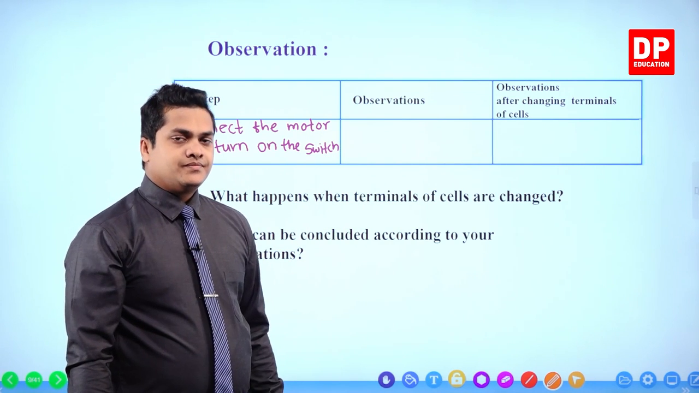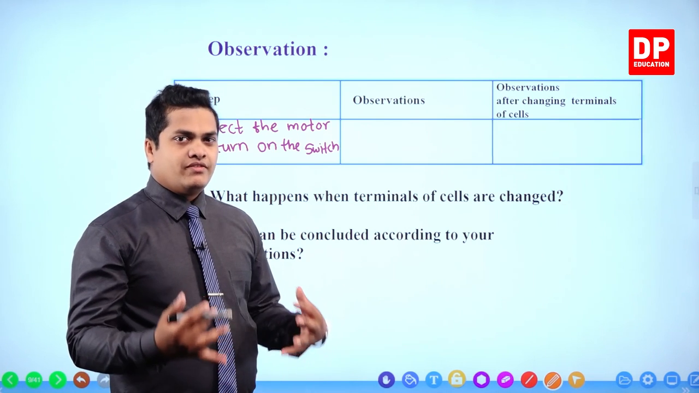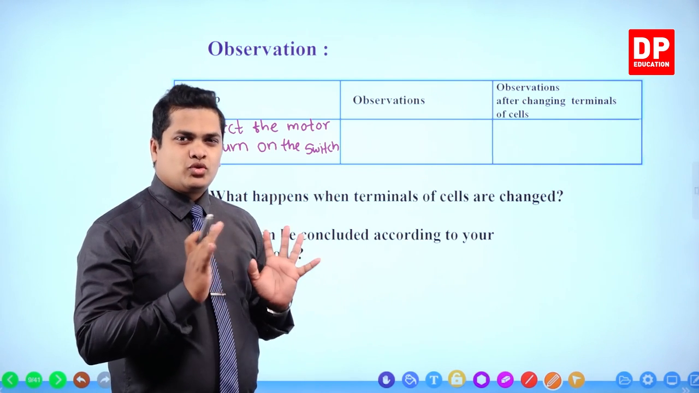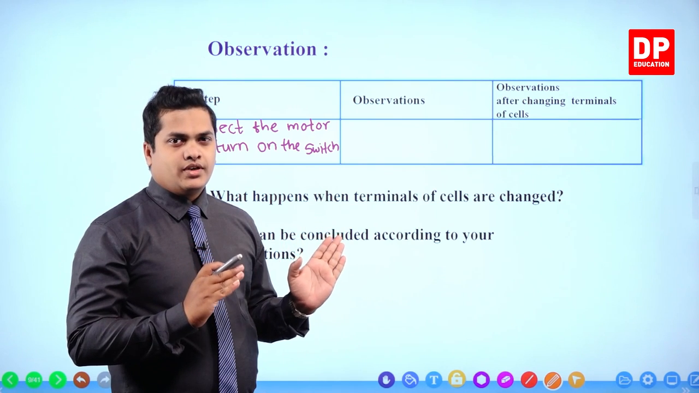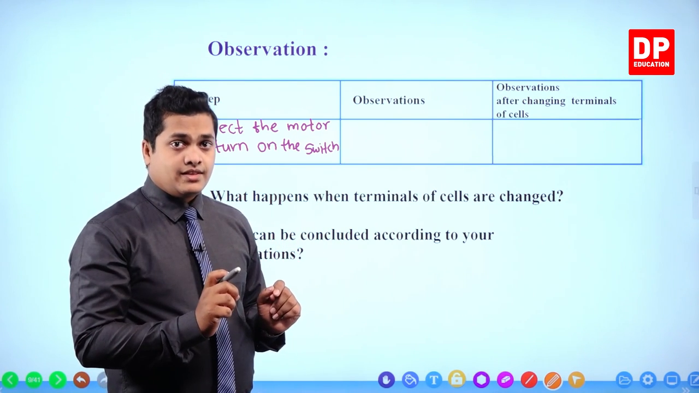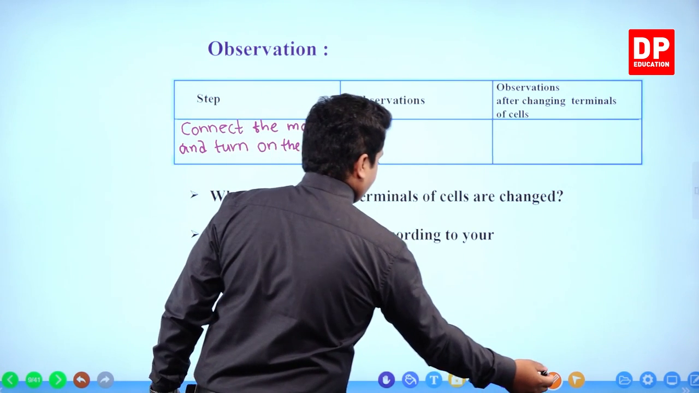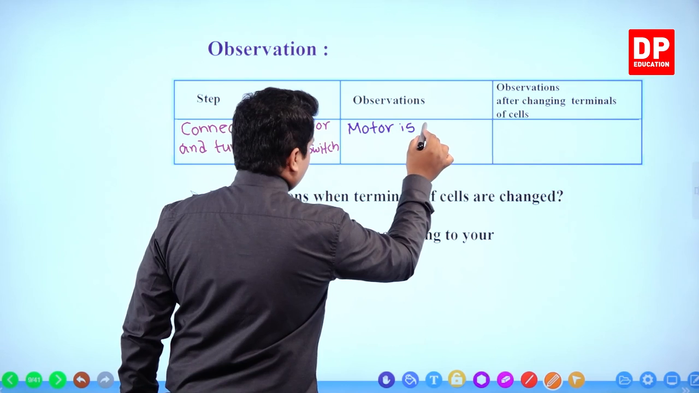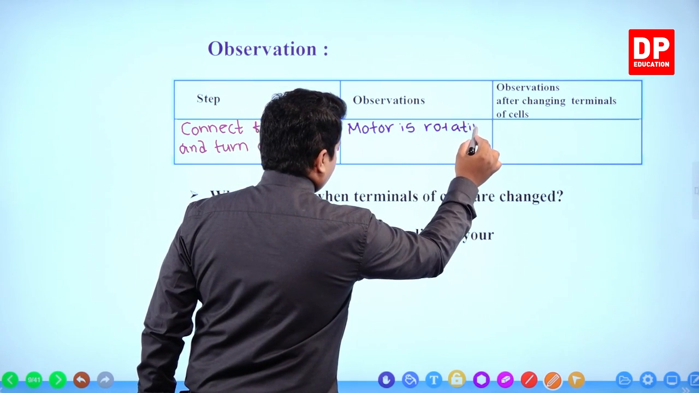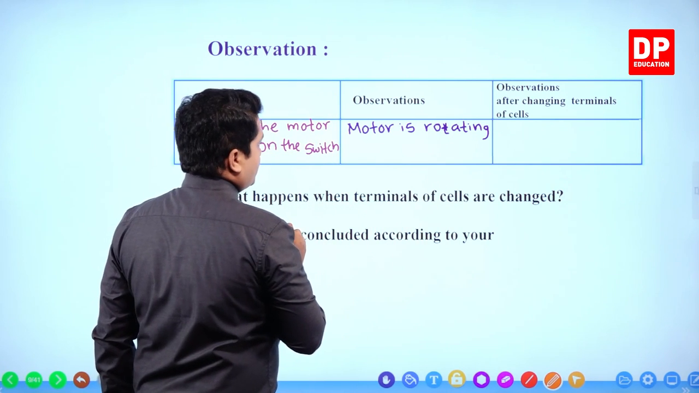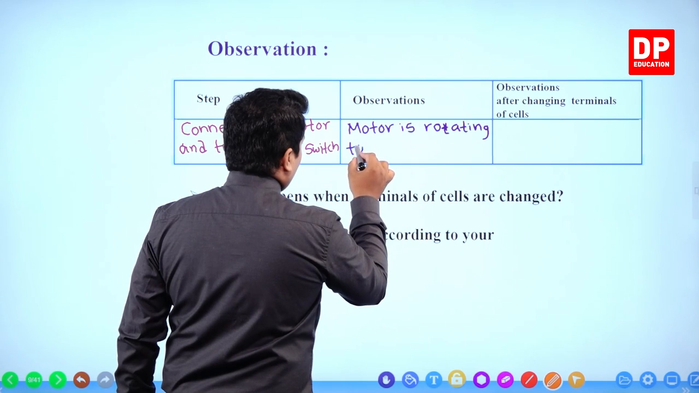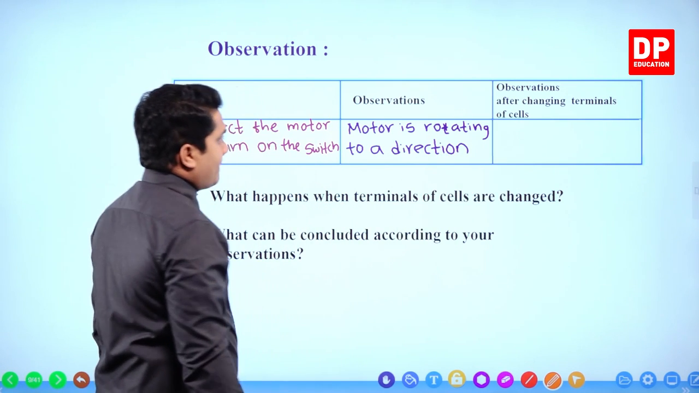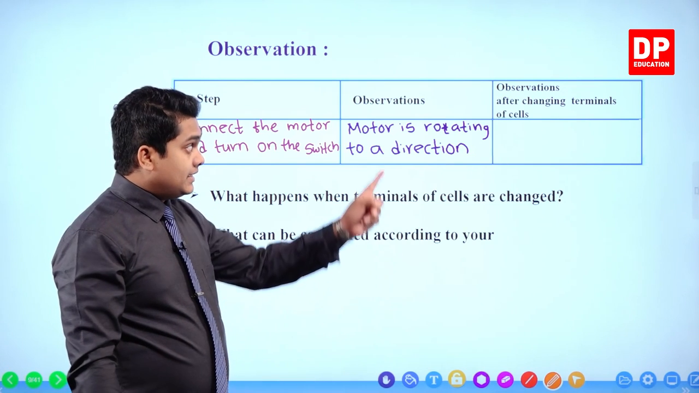So what are our observations then? Our observations are quite simple. Only one certain observation. That observation is the motor is rotating to a direction. We observed that thing at the lab also. So, motor is rotating to a direction. See the next column.